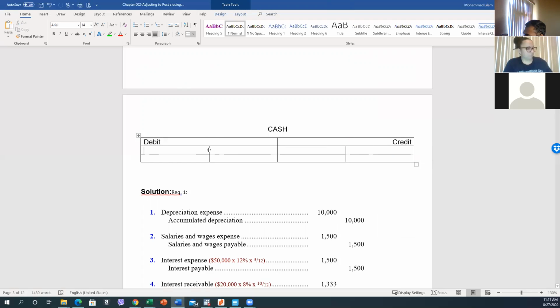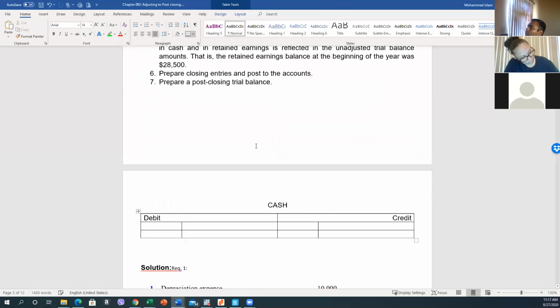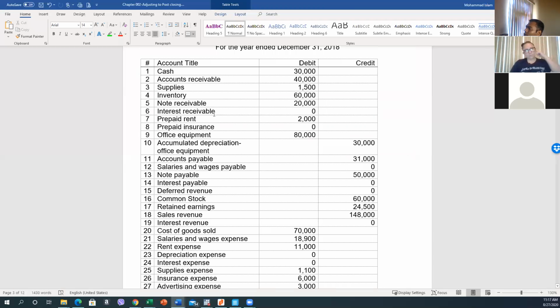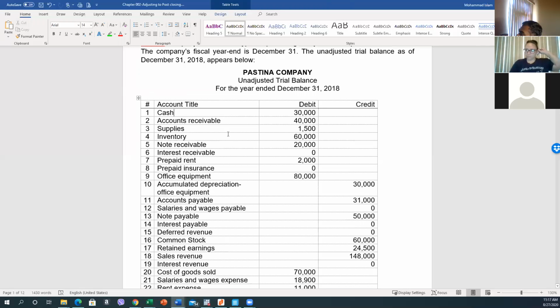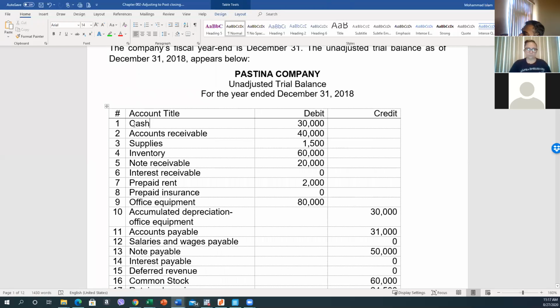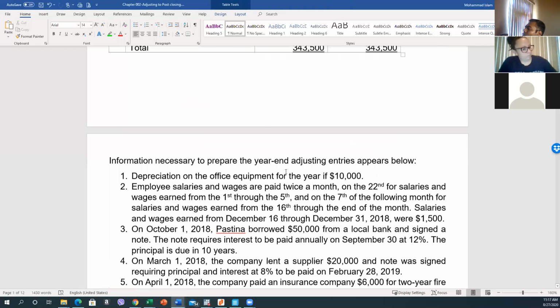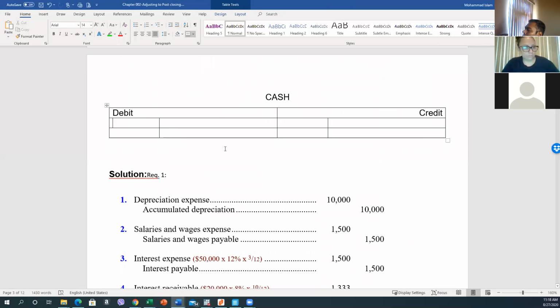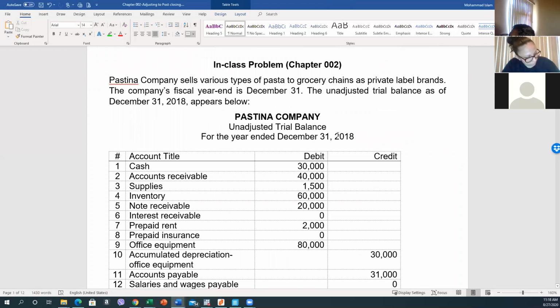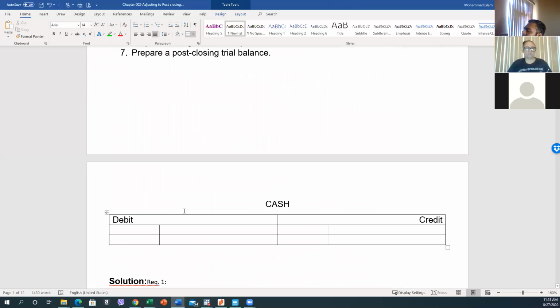Now we will start with a balance from the trial balance. In our trial balance, we have cash debit 30,000. So let's start with that one, and this one is on December 31st, 2018. So this is 12/31/2018, and our cash balance is 30,000.